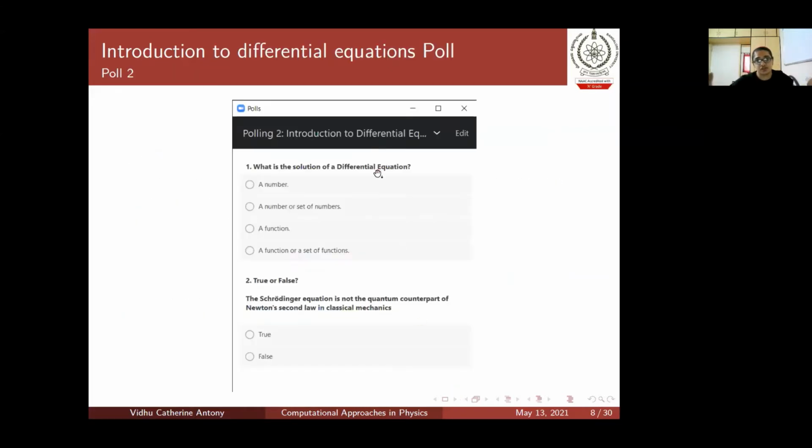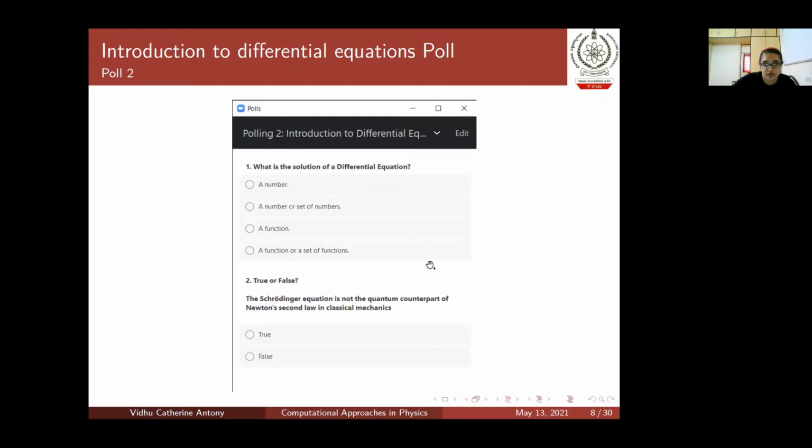I'll just read the question before we start off the poll. What is the solution of a differential equation? Is it a number or a set of numbers? A function or a set of functions? And the second question is true or false: the Schrodinger equation is not the quantum counterpart of Newton's second law in classical mechanics.